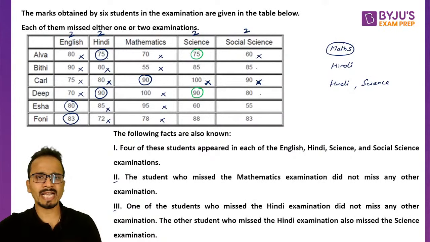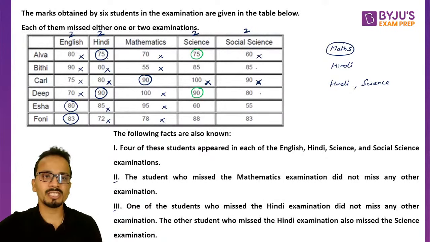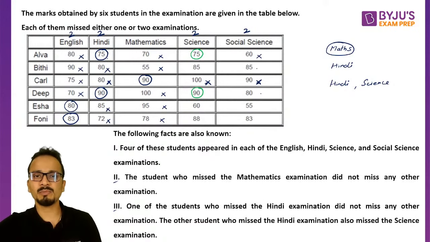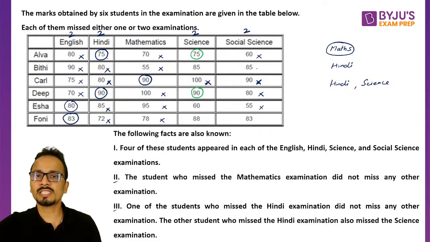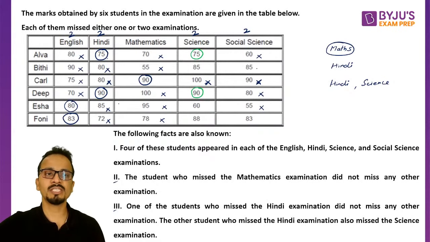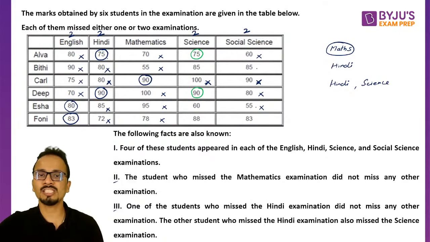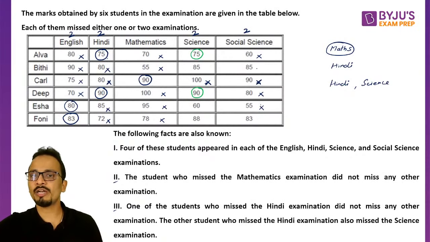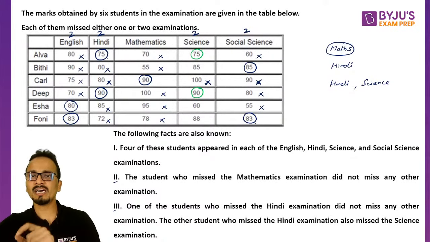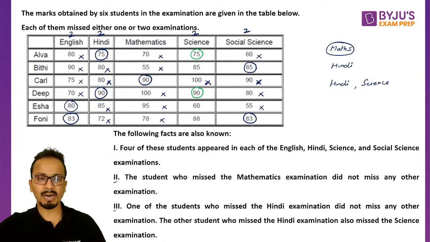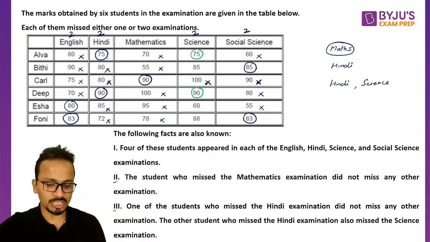Kal cannot miss, already cancelled. Deep cannot miss social science because Deep has already missed Hindi. If he misses social science along with Hindi, the marks should be equal. Isha cannot miss social science for the same reason. She has missed English, so English and social science should have equal marks. Now I already have 4 crosses. So social science, since it is missed by 2 people, I'm left with only Bithi and Phony. You can check, Phony's marks in social science are equal to marks in English. So Phony has missed these 2 examinations.